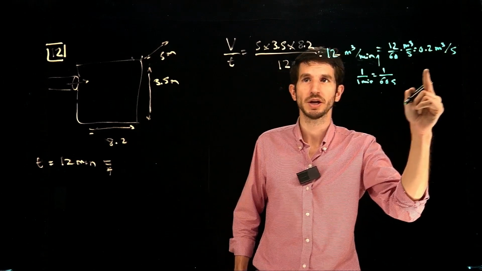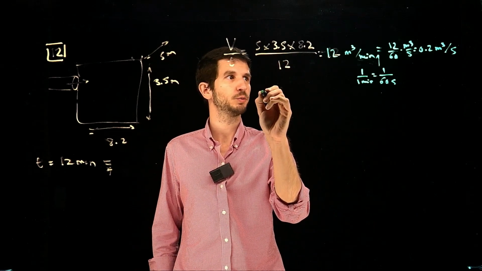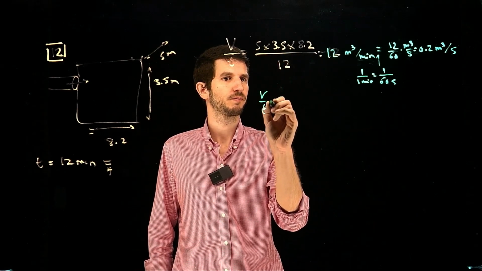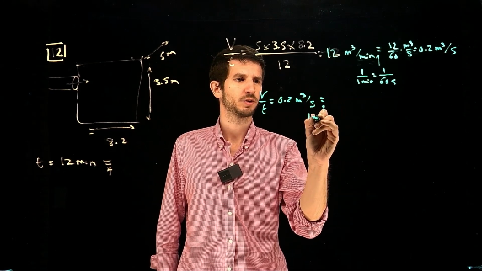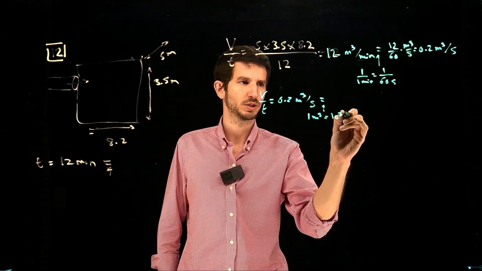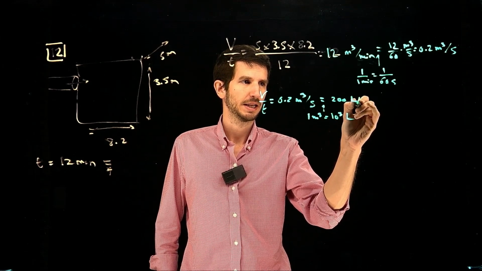And if this doesn't tell you anything, maybe it's convenient to convert it to liters. Remember that 1 cubic meter is 1,000 liters. So that means that's going to be 200 liters per second.